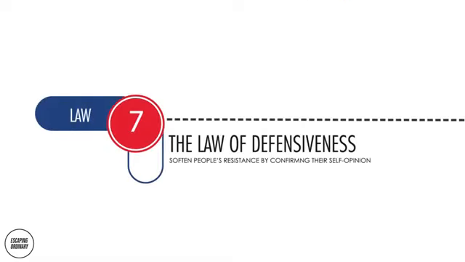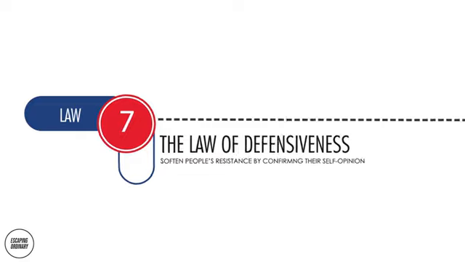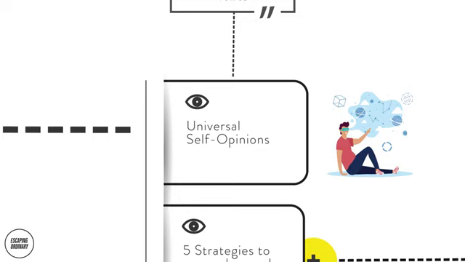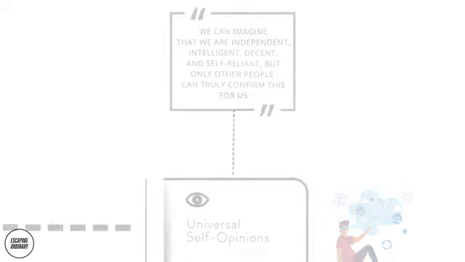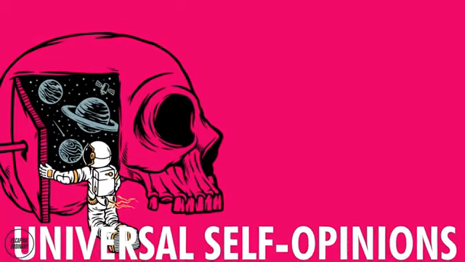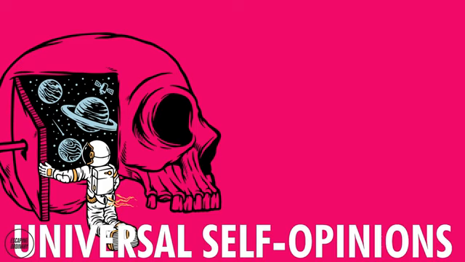Law 7. The law of defensiveness. Soften people's resistance by confirming their self-opinion. Everybody wants to believe that they are independent and in control of their own lives. People all have certain self-opinions and perceptions about who they are, and they are willing to fight to defend those opinions. There are 3 universal qualities to people's self-opinions.